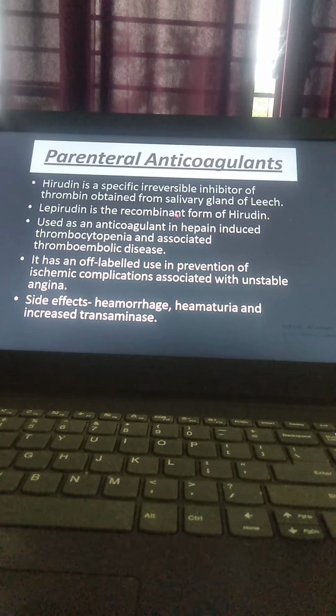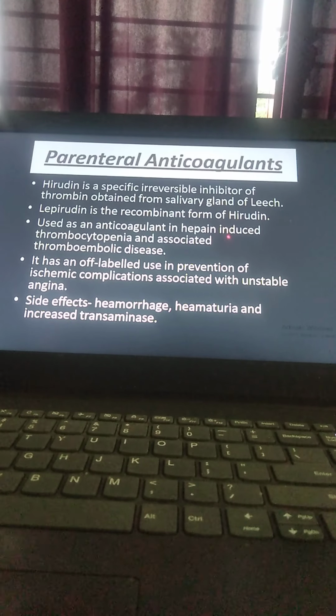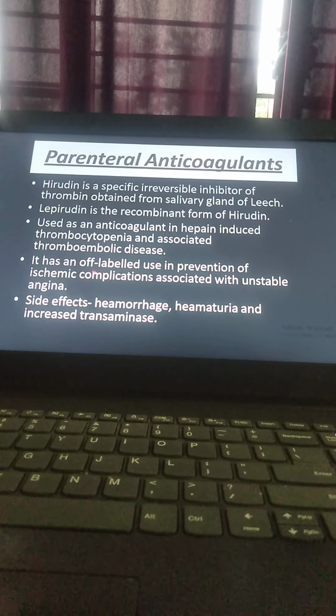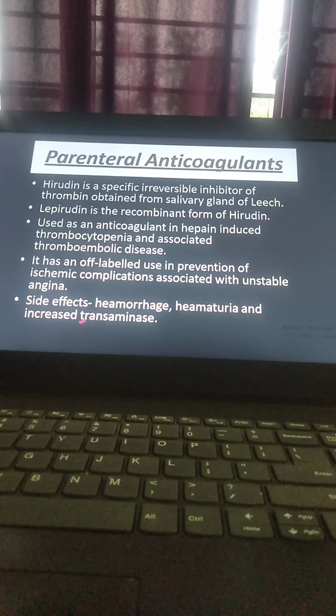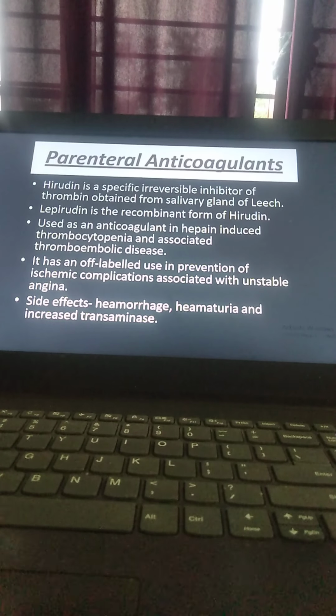Lepirudin is the recombinant form of hirudin, used as an anticoagulant in heparin-induced thrombocytopenia and associated thromboembolic disease. It has an off-label use in the prevention of ischemic complications associated with unstable angina. Side effects include hemorrhage, hematuria, and increased transaminases, because of the enzymes and the LFT.